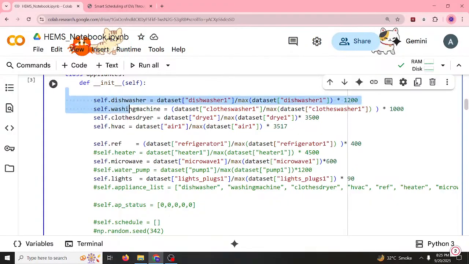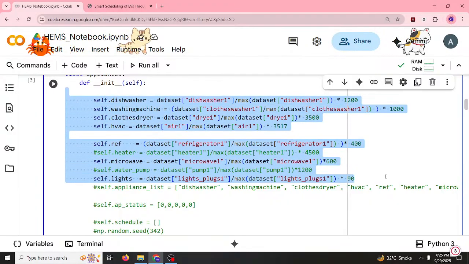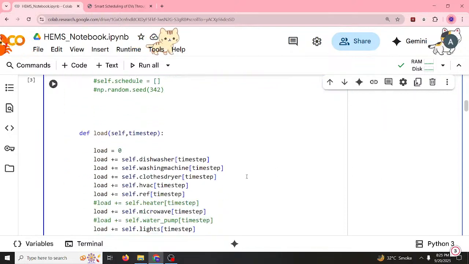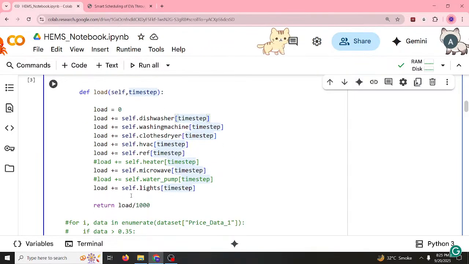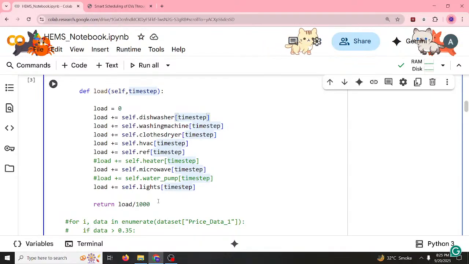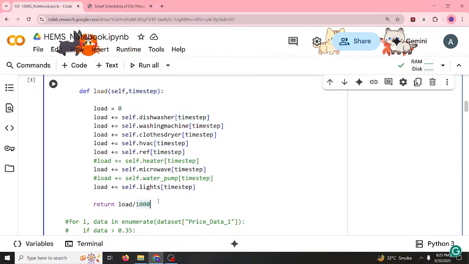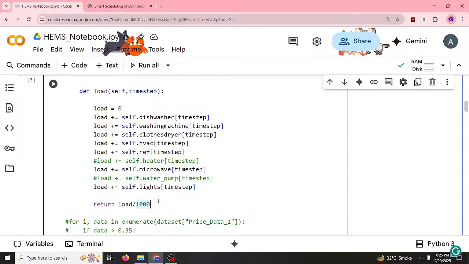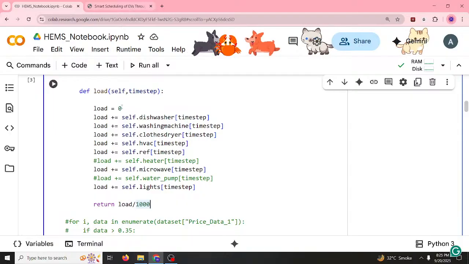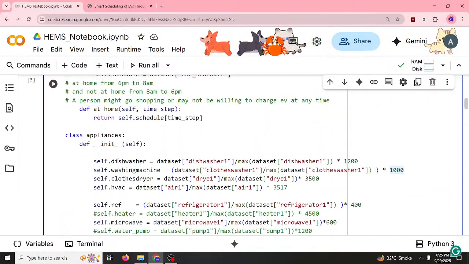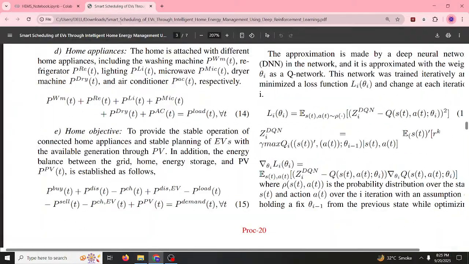Now that we have initialized these trends, we will get the load for a given time step t. At a given time step t, we sum up all the available loads and divide it by 100. That means we will be using the kilowatt unit overall in the system. So this whole class models equation 14 from the paper.